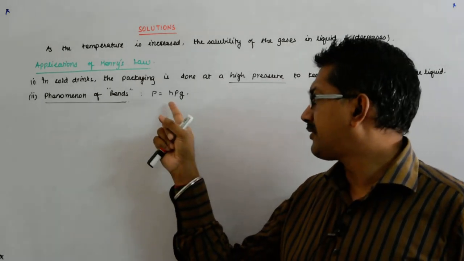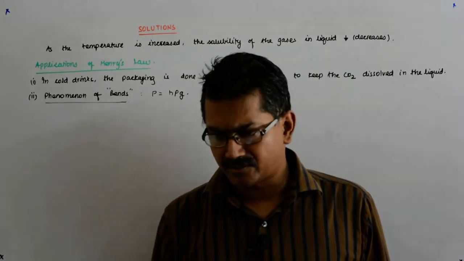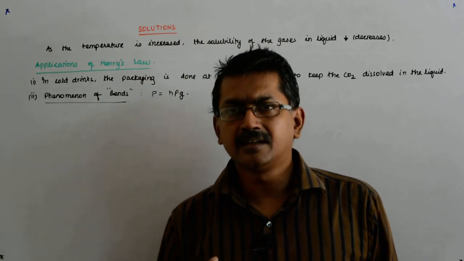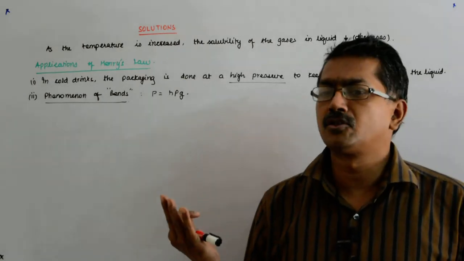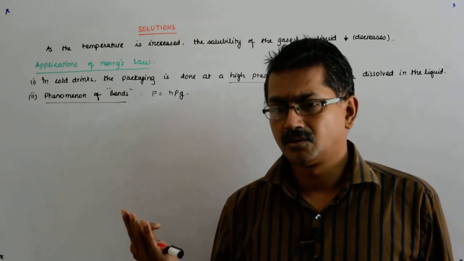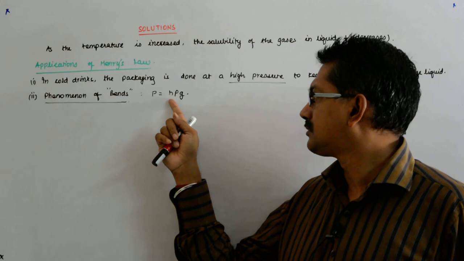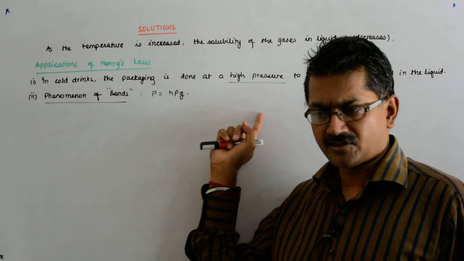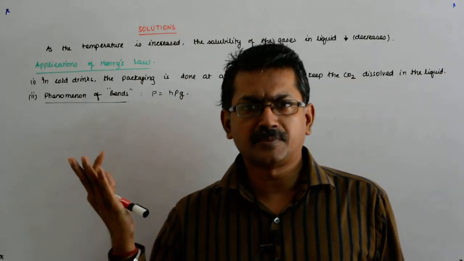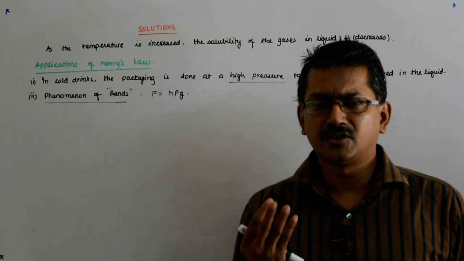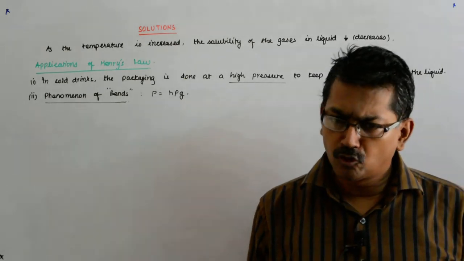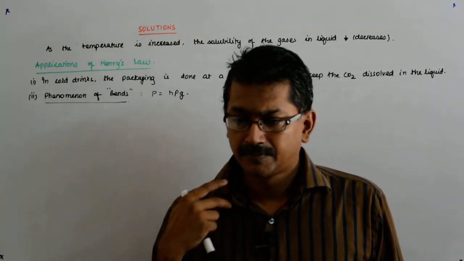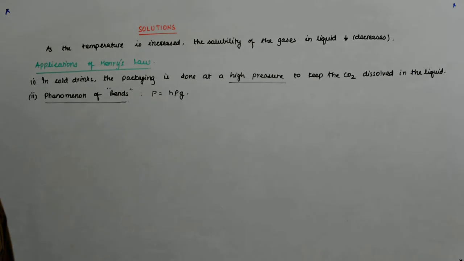So that means if he goes down just by mere 100 meters, which is not a big deal, the divers keep on doing that, he is feeling a pressure of 10 atmospheres. 1 atmosphere is approximately 1.015 into 10 to the power 5 only. And he's experiencing one order more, 10 times more. Correct. Now what happens?